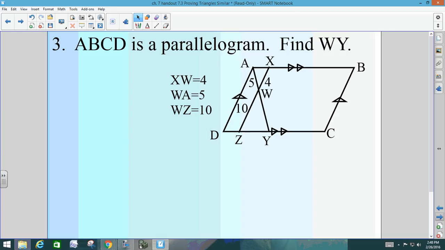Triangle, good. So we're trying to find the length of this side on the triangle. I'm just going to call it P. I'm trying to find this P here. What do you think? You have to set up a proportion.